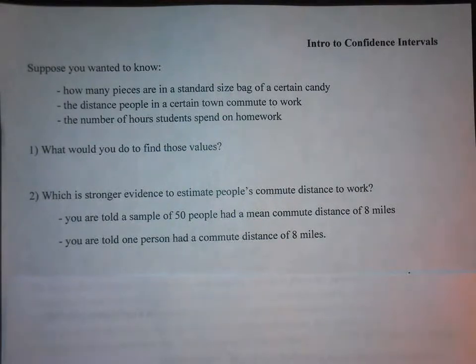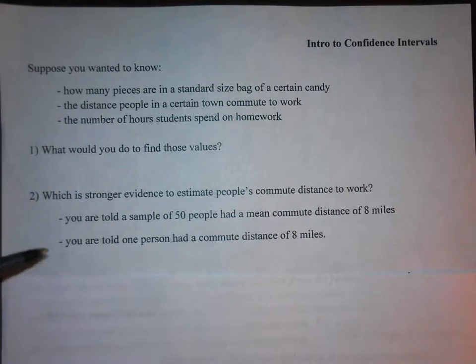If you just ask one person compared to 2 people or 3 people or 4 people, this is what question 2 gets into. Which would be stronger evidence to estimate people's commute distance to work? You're told the sample of 50 people had a mean commute distance of 8 miles, or you are told one person had a commute distance of 8 miles. So which would you think is stronger evidence to support the mean commute distance being 8 miles?